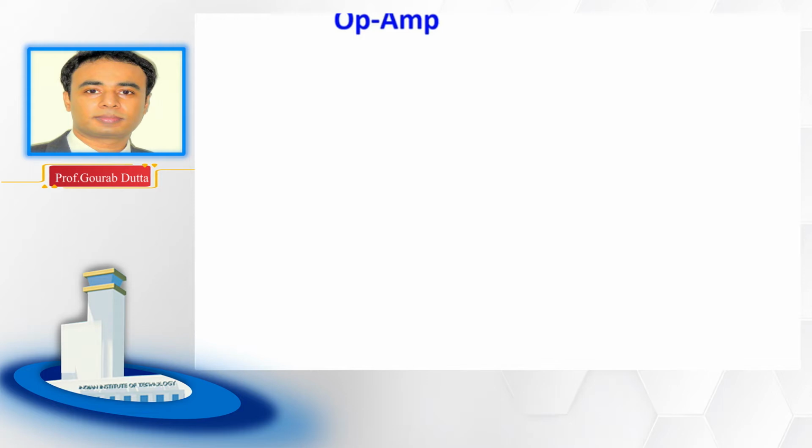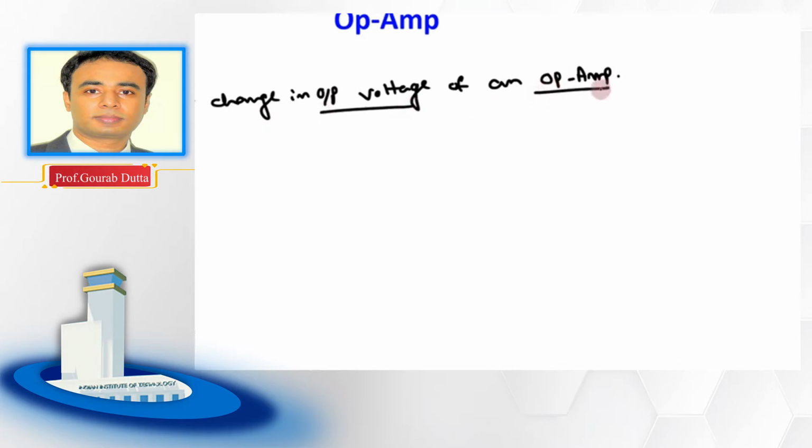Another important point regarding this op-amp is its slew rate. So what is this slew rate? Slew rate is the maximum rate of change in output voltage of an op-amp. So this is the maximum rate of change in the output voltage of an op-amp.